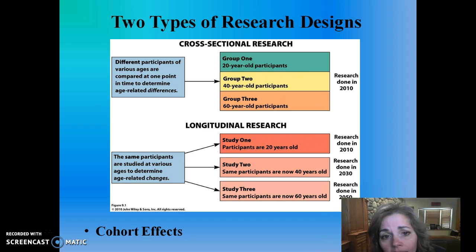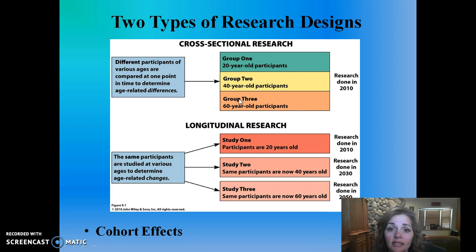So an alternative is to do cross-sectional research. Instead of taking, let's say, 500 participants, I'm going to take maybe 600 participants. I'm going to take 200 that are in their 20s, 200 that are in their 40s, and 200 that are in their 60s. And instead of following them over a long period of time, I'm going to do all three measurements all at once. It's going to be a between groups comparison. Instead of the same participants in each of the groups, I'm comparing a group of 20-year-olds to a group of 40-year-olds to a group of 60-year-olds.